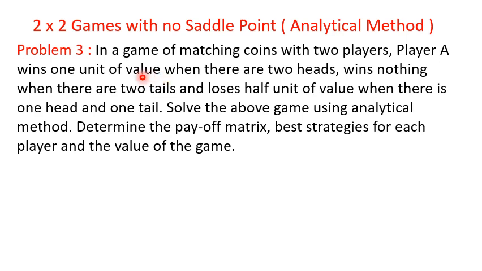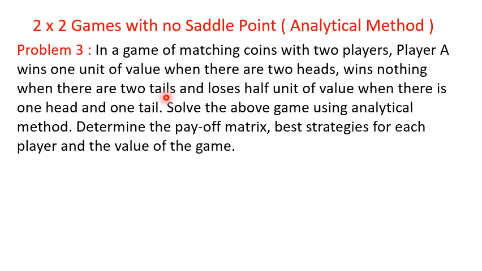Player A wins 1 unit of value when there are two heads, and wins nothing when there are two tails. If both the coins fall as tails, A tosses and it falls tail, and similarly, at the same point of time, B also tosses and it falls tail. So there are two tails now. A will win nothing. A wins 0.